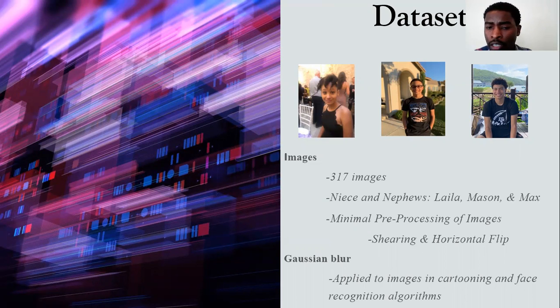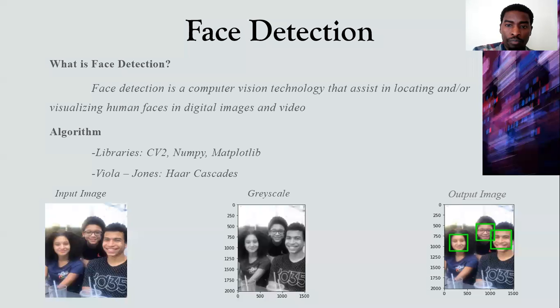I did apply Gaussian blur in some instances when I was doing the cartooning and the face recognition algorithms. I did also do some shearing and some horizontal flips just to give my data set some different dimensions and some different things to look at as far as the algorithm went, so that it would give me a different understanding of how the algorithm worked, and to see if the algorithm could work in most, if not all, situations. So the first thing I did was the face detection.